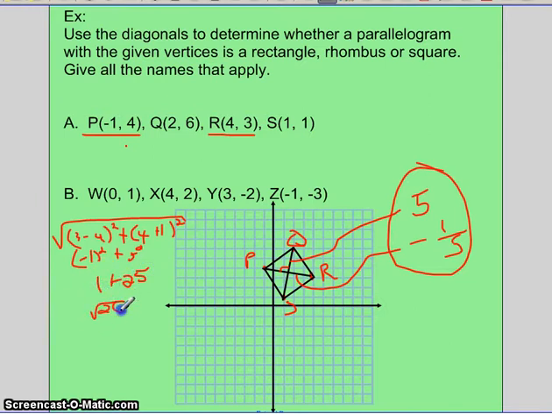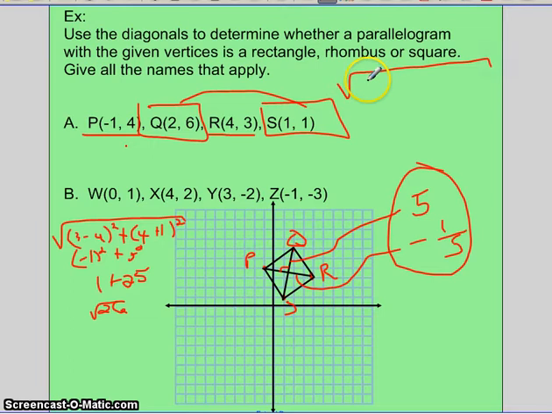And we're going to leave it like that because all we have to do is compare it to see if it's the same length as PR. Or QS, actually. Alright, so we've got to check this one out now. So I'm going to come right over here and work using the same exact formula. I'm just going to go ahead and set it up with some parentheses and some squareds.